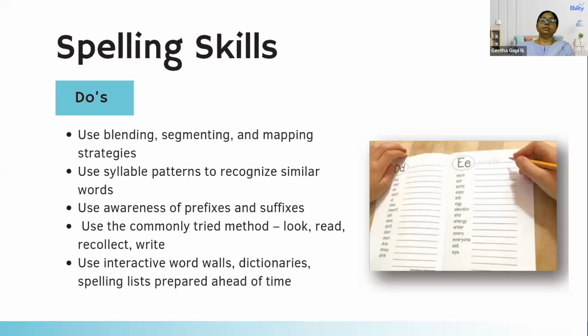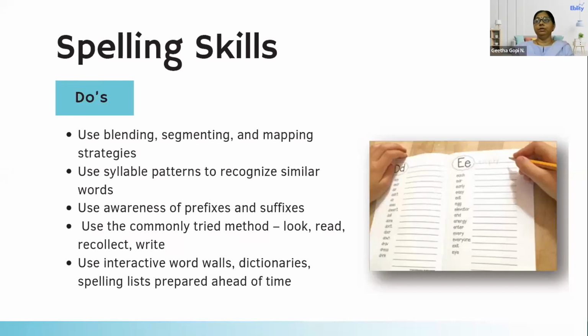Now, when it comes to spelling skills, we've talked about how to blend and how to use word attack skills so that they can decode and read words. When it comes to spelling, one of the most popularly used methods is to just memorize the spellings. But one of the ways of doing spellings differently is to use your blending, segmenting, and mapping strategy. Mapping is when you segment the word and then write it down, sound by sound or letter by letter, for the blanks given. So if the word is bag and you're saying b-a-g, give three blanks so that the child can write one letter on each.